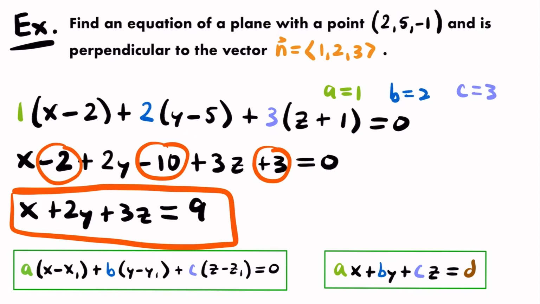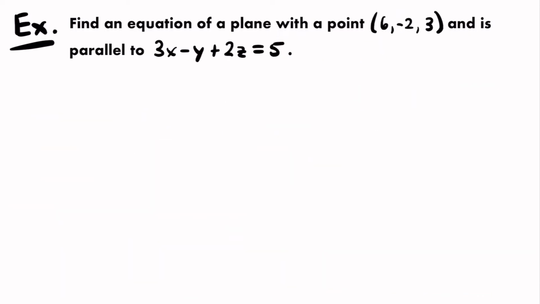But let's take a look at a slightly different example of finding the equation of a plane. All right, here's our second example. We want to find an equation of a plane with a point 6, -2, 3, and is parallel to 3x minus y plus 2z equal to 5.